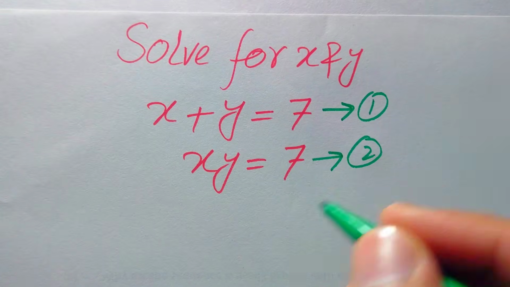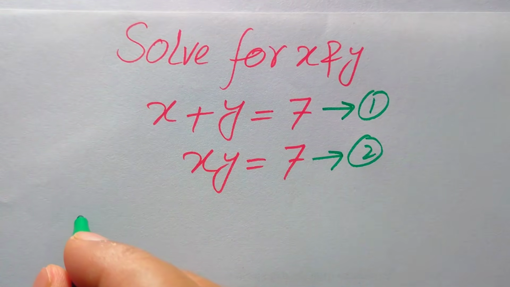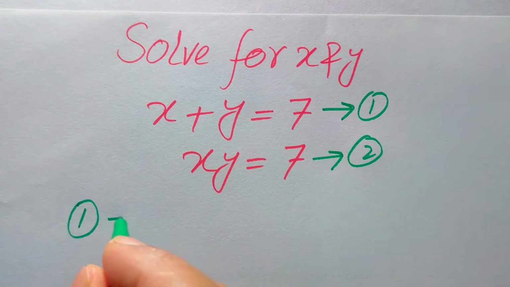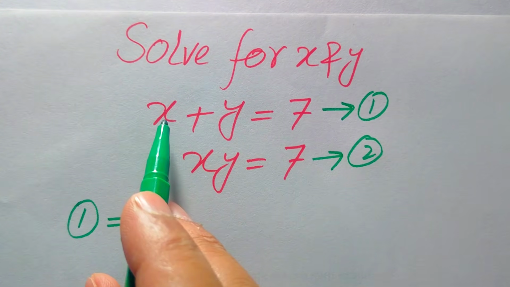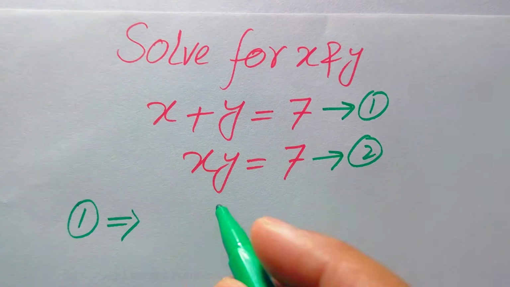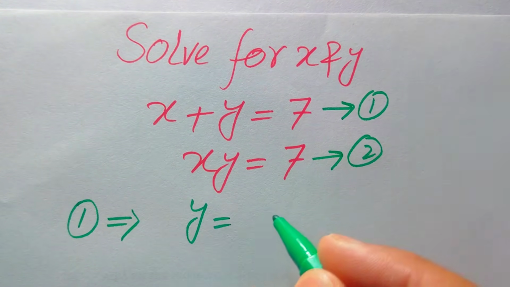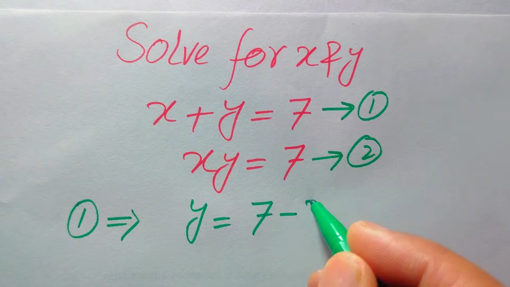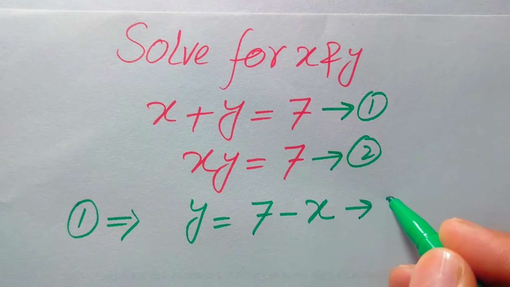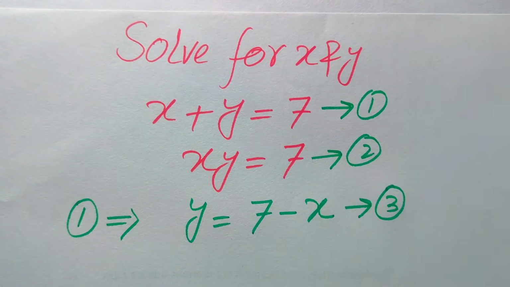So we need to solve these two simultaneous equations. First, equation number 1 implies that we move the value x from the left hand side to the right hand side, and we get y equals 7 minus x, and we call this equation number 3.